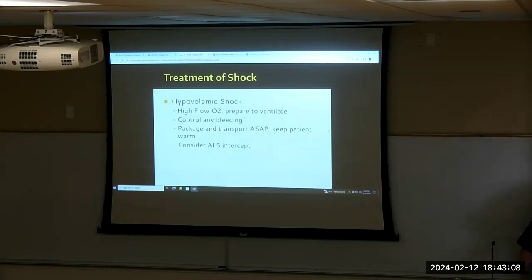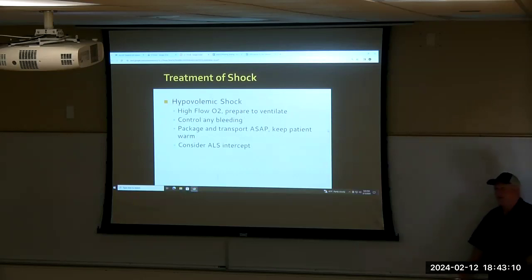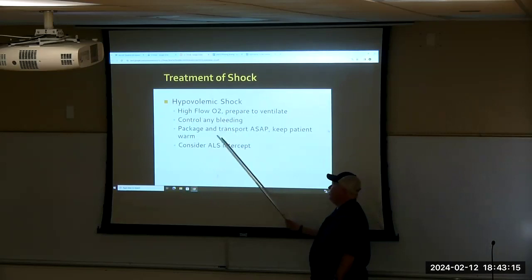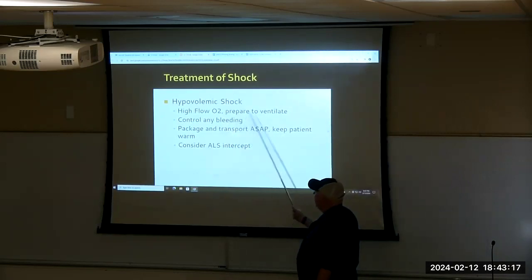All right, hypovolemic shock. This is when you bleed out or you get really dehydrated. What do we do for these people? High flow oxygen. Be prepared to ventilate. Stop the bleeding. Get them to a surgeon to repair the bleeding vessels.